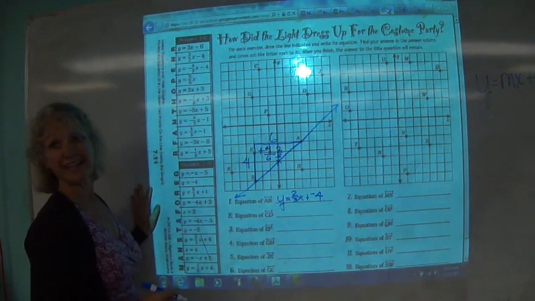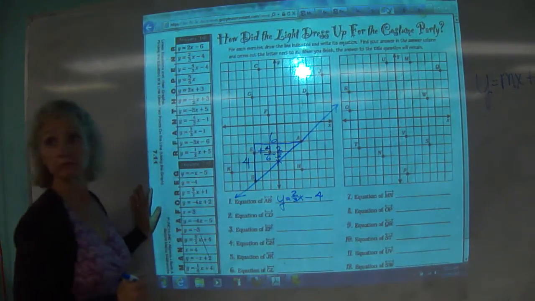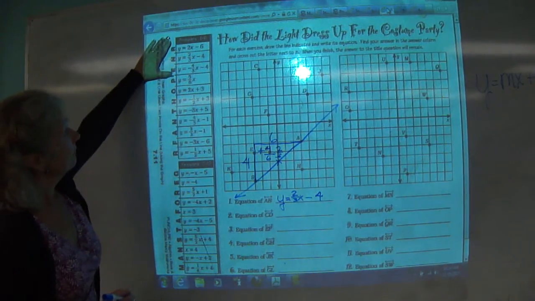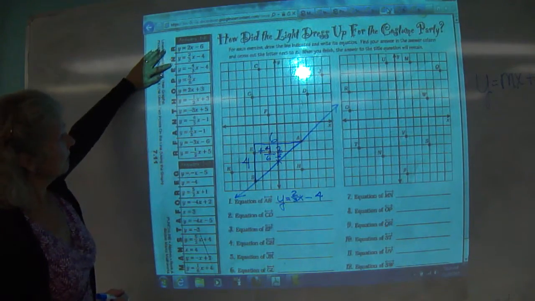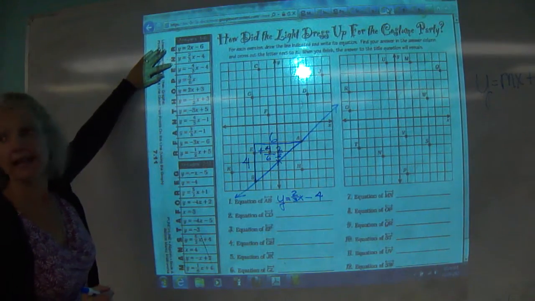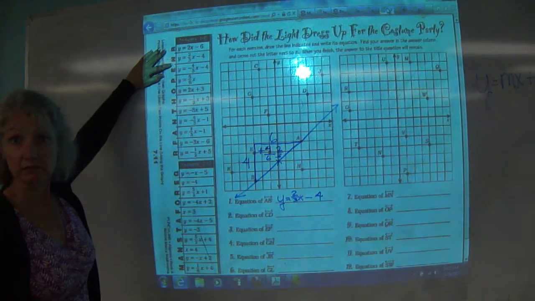Or, instead of plus -4, could we just say -4? And do you find it here in the first half? 2/3 x minus 4. That's the equation of line AB. Is that hard? No. Pretty straightforward, isn't it?